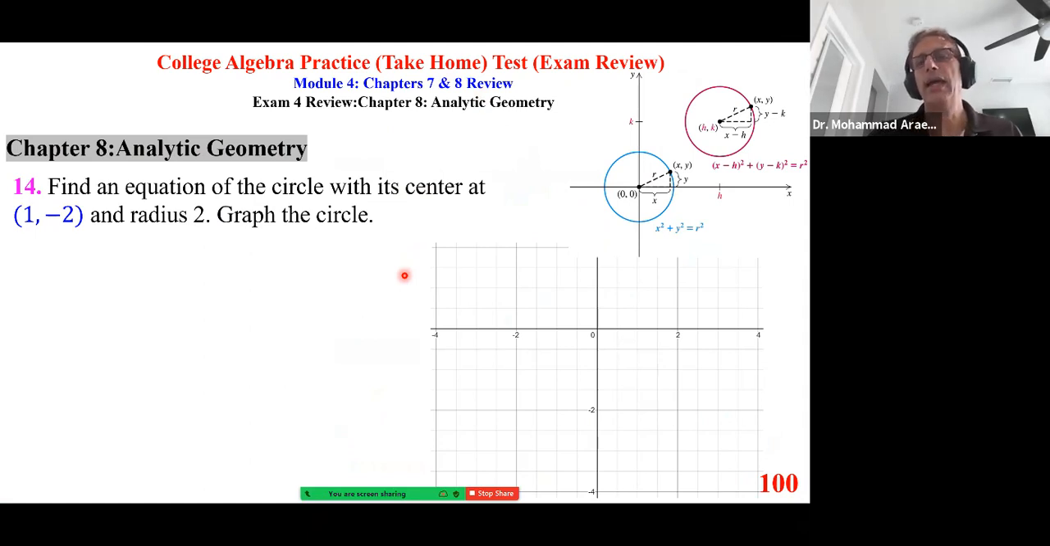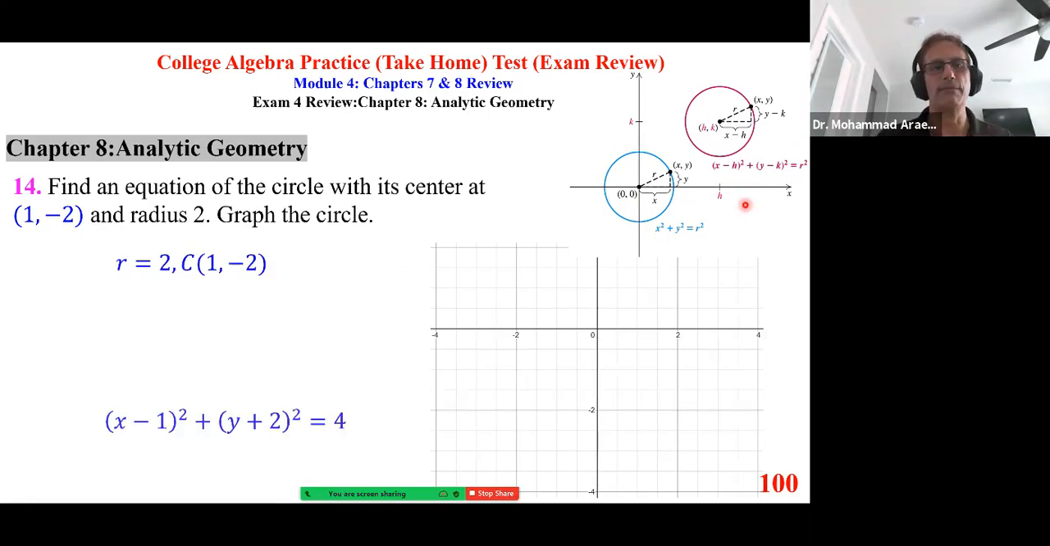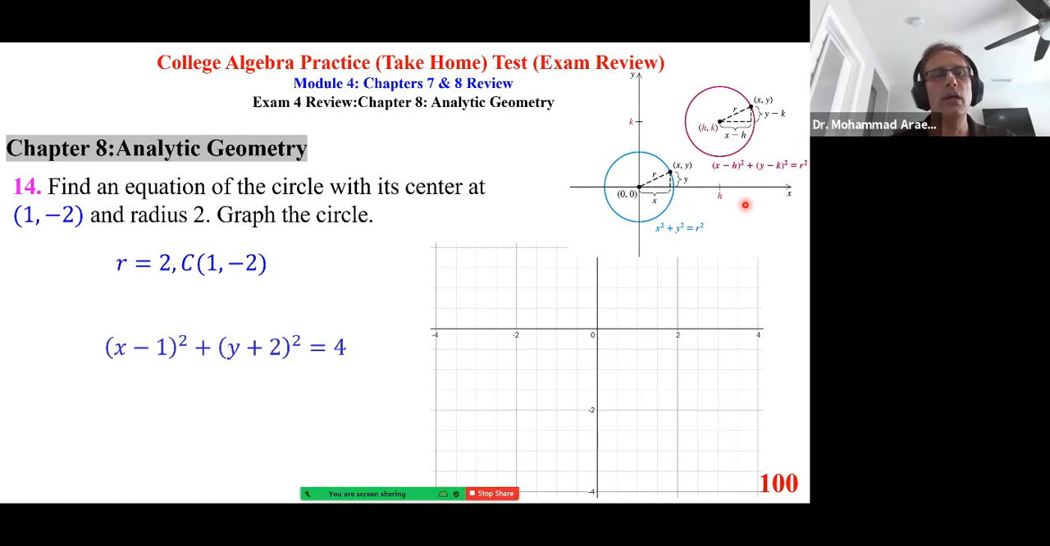So x squared plus y squared equals r squared when it's centered at (0, 0) with the radius r. This is the general formula for a circle. If it's centered at (h, k), (x minus h) quantity squared plus (y minus k) quantity squared equals r squared. In this case, r is given, the center is given, so basically plug it into this equation. You have (x minus 1) quantity squared plus (y plus 2) quantity squared equals 4.